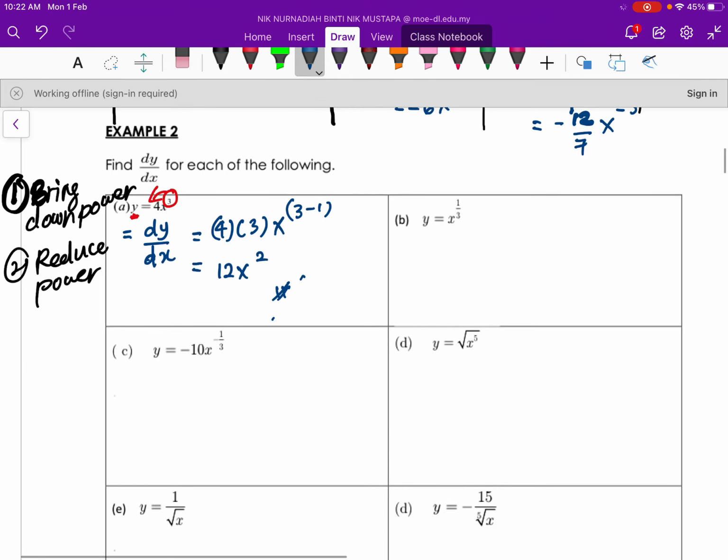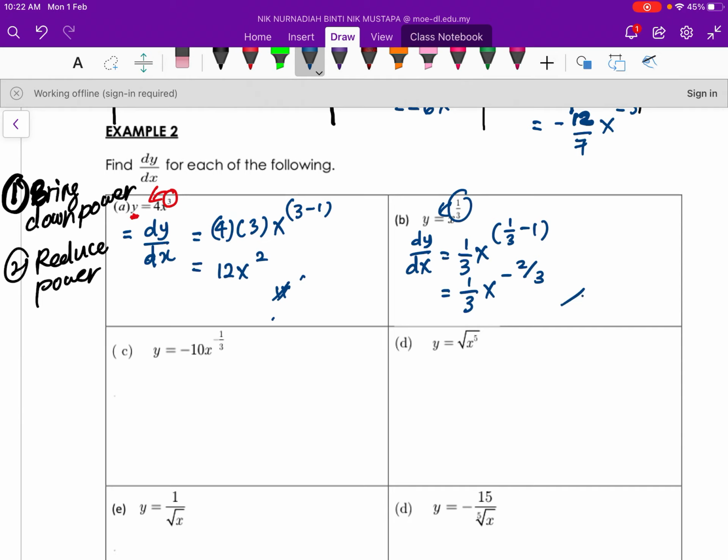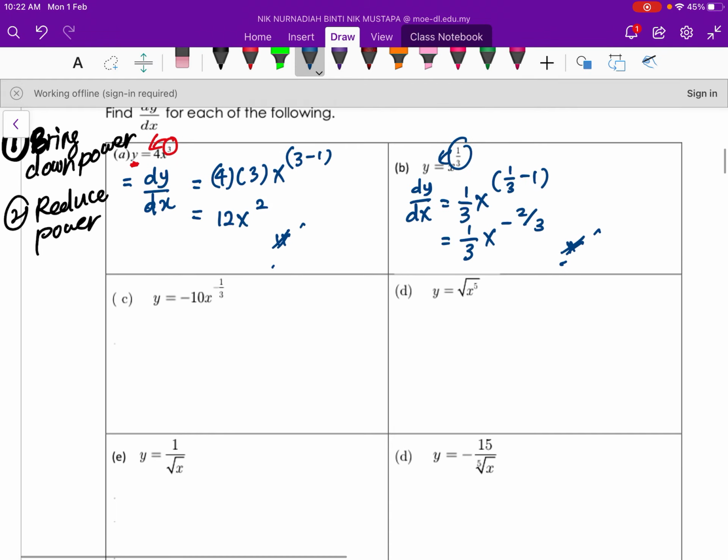Alright. Then we go to the next one, B. For B, the dy/dx is, remember the step: bring down power, reduce power. So 1/3 x to the power of 1/3 minus 1. Kita tak nak buat careless mistake, boleh guna calculator. So it will become 1/3 x to the power of -2/3. Okay. And then we go to the C.